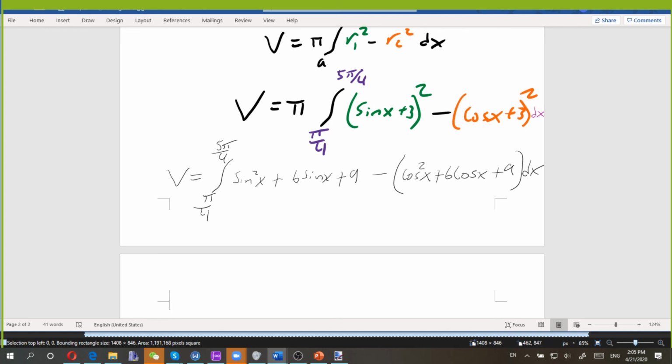Unfortunately, for this class, I think we're stuck at this point, since sine squared minus cosine squared isn't a value that I can substitute in for with our trigonometric identities yet. And we don't know how to integrate that yet. So at this point is about as far as we can go. Oops, I've got my pi on the outside here too.